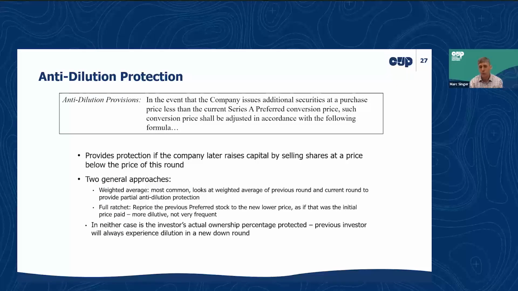The more common approach is what's called a weighted average, which is a very detailed calculation that in legal documents often takes a page or two, that just tries to create a weighted average between the two prices. And it's a mathematical formula that gives the investor some protection, but not as much as what a full ratchet would do.